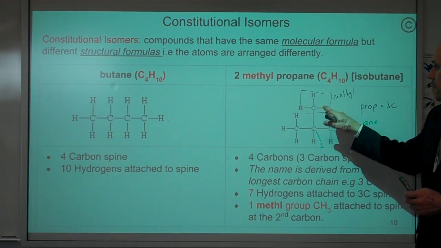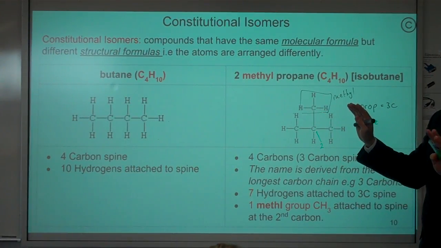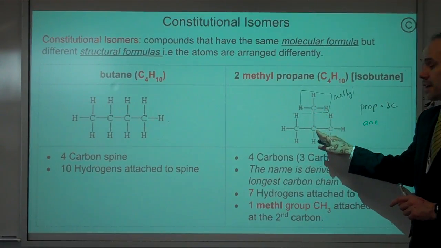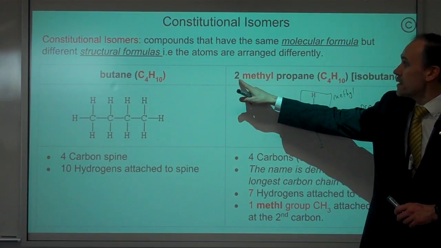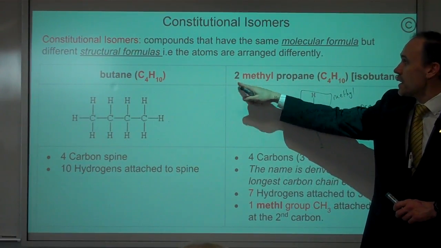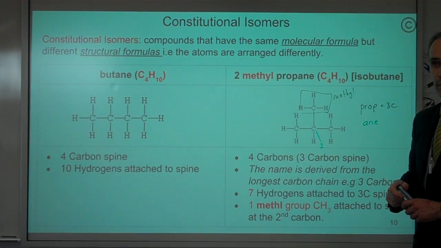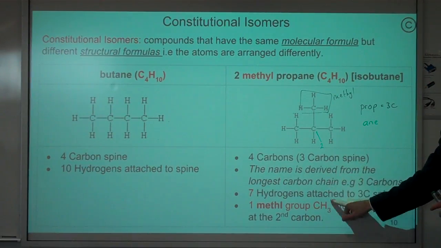And then we have a methyl group, CH3, and it's only going to be that. You don't need to worry about that. I've got a CH3 stuck out the side of the second carbon of my longest chain. So I've got a methyl group on the second carbon of my propane chain. And that's fundamentally what this information is down here.